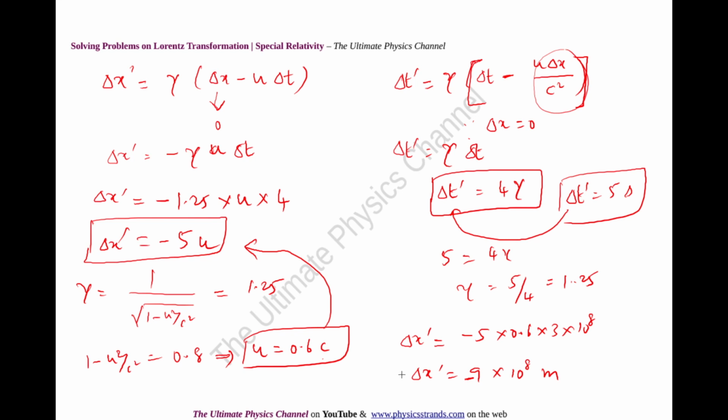We were asked to find the spatial separation of the two events in the S prime coordinate. The spatial separation in the S frame was given as 0, but in S prime they are separated by a large distance. And the time separations in the two frames differ by just 1 second, because in S it is 4 seconds and in S prime it is 5 seconds. So this is the spatial separation in the S prime frame.